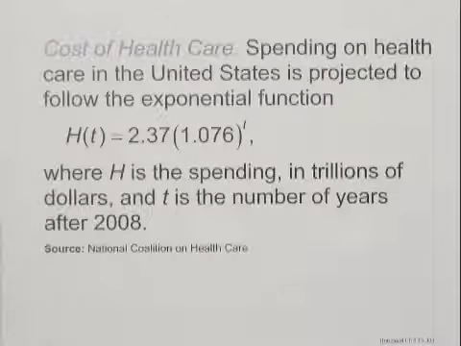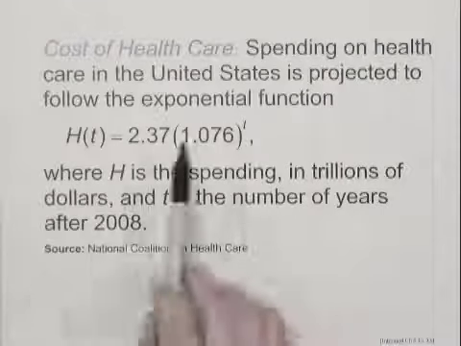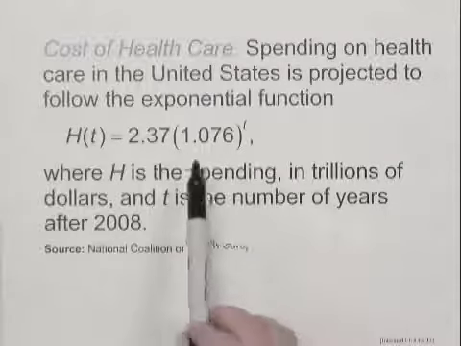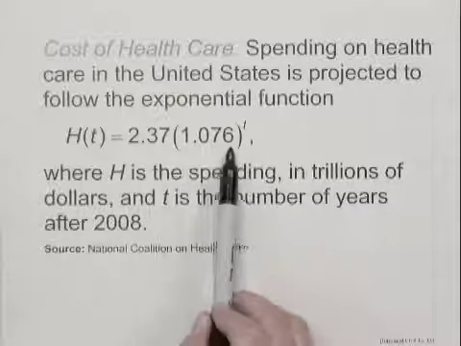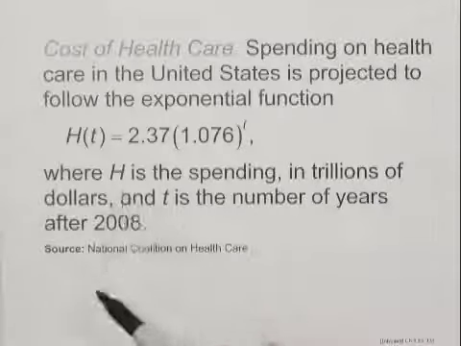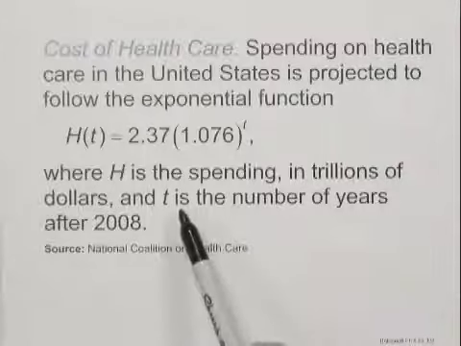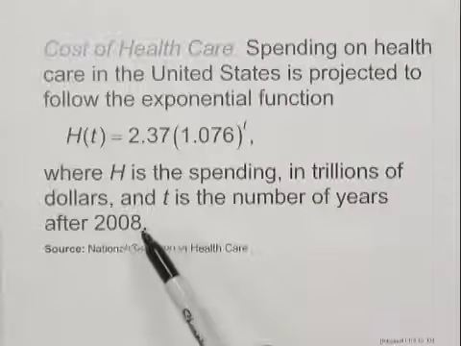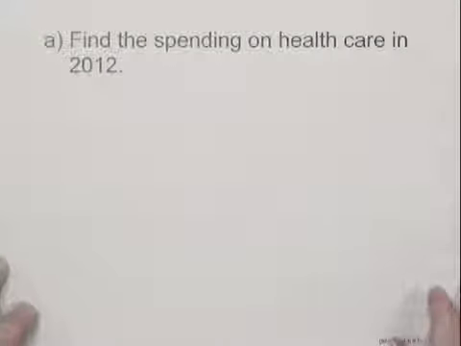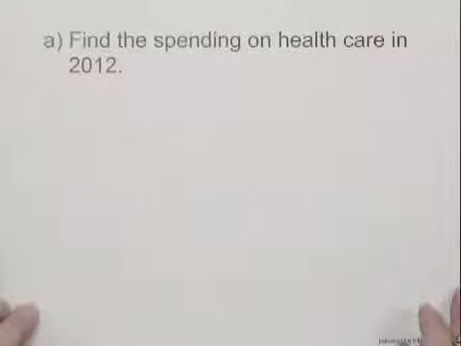Spending on healthcare in the United States is projected to follow the exponential function h(t) = 2.37 × 1.076^t, where h is the spending in trillions of dollars and t is the number of years after 2008. We were asked several questions about this. The first one is, find the spending on healthcare in 2012.